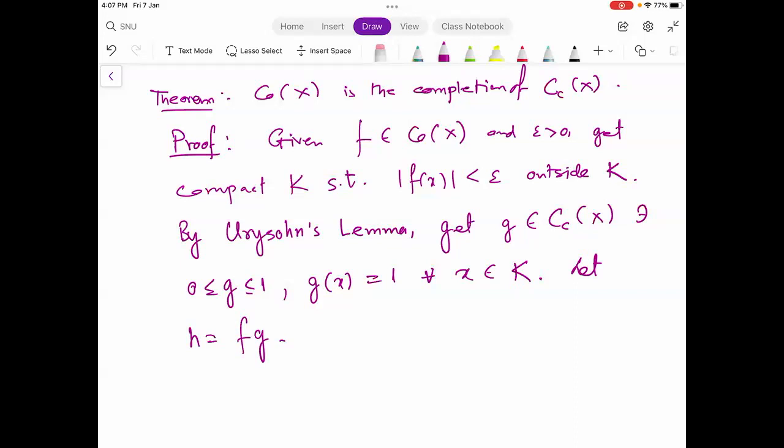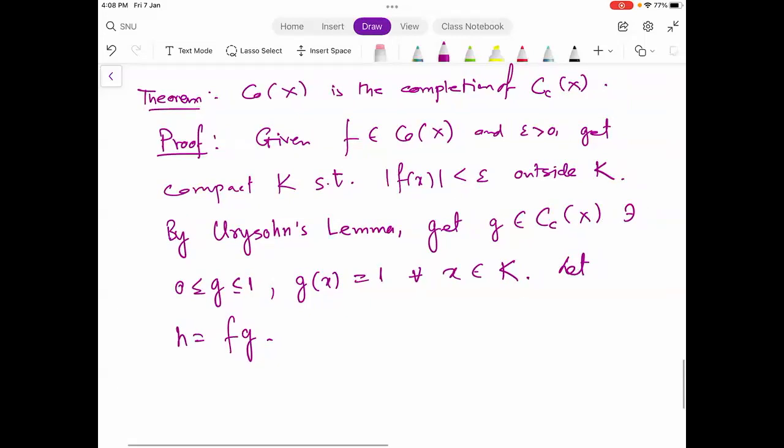Not smoothing the function, that's not the right term here. That's the way of making the function compact support. Obviously, where g is 0, h will also be 0 because h is f times g. So h is of compact support and it's continuous because it's a product of continuous functions.